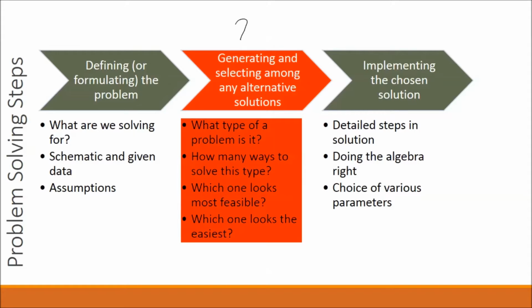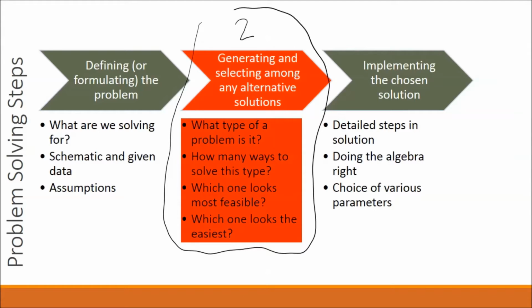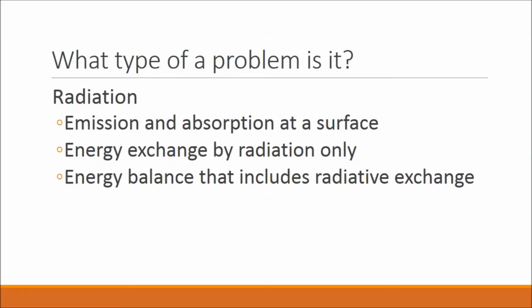So we're now in the second stage of problem solving. Here what we want to do is see how many ways such problems can be solved, and from there we narrow down to which one of those methods are likely to work, which one is easiest and most feasible. As we get started, we can ask some very simple questions.